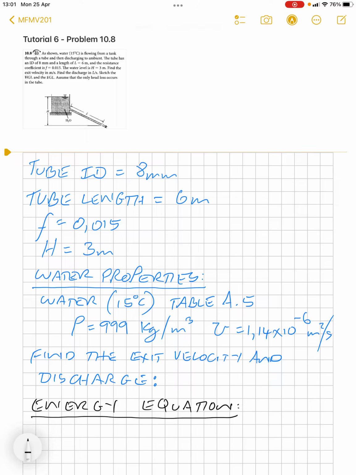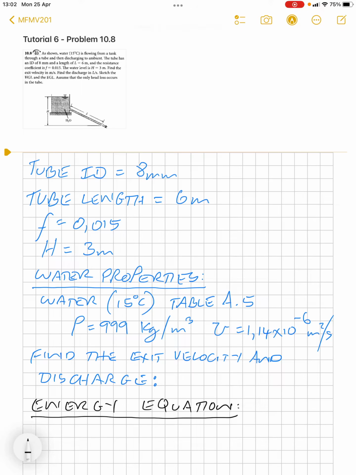The water level is 3 meters above the outlet. Find the exit velocity in meters per second. Find the discharge in liters per second, and sketch HGL and EGL. Assume that the only head loss occurs in the tube. In other words, we are told to ignore the head loss at the entrance to the pipe. So we are going to calculate what the exit velocity and the discharge are.